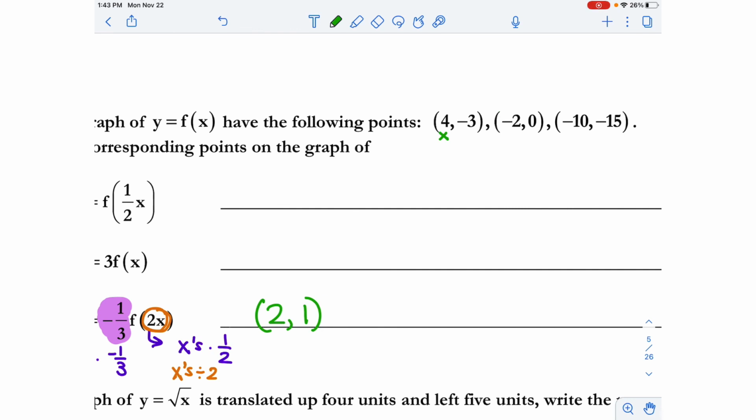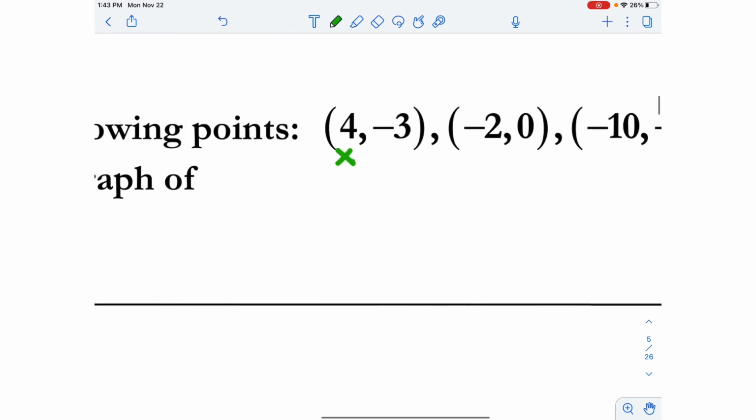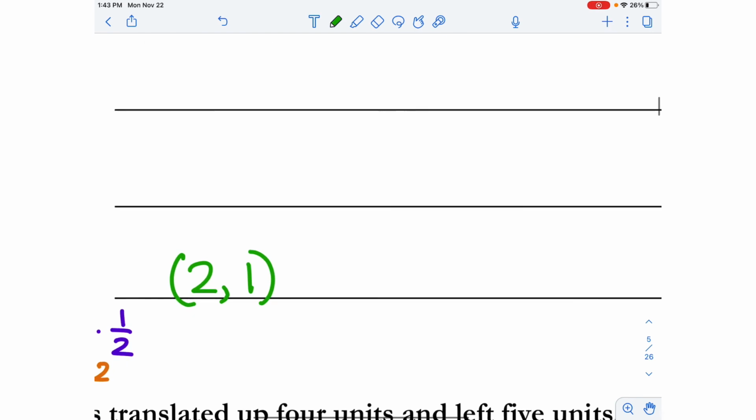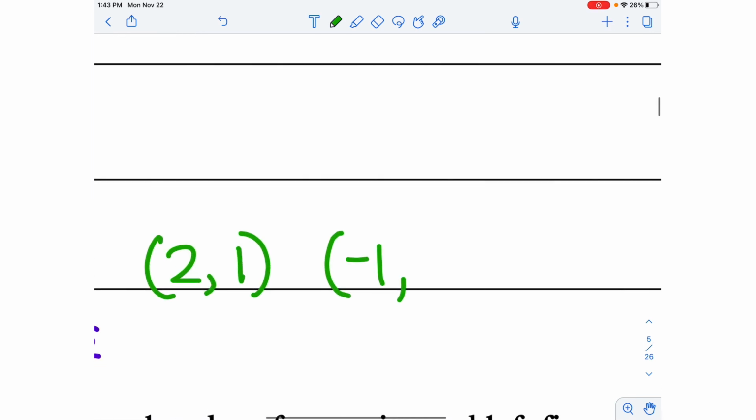Okay, second point. Cut the x value in half, so divide it by 2. That's going to be -1. And 0 times anything is 0. Okay, buddy.